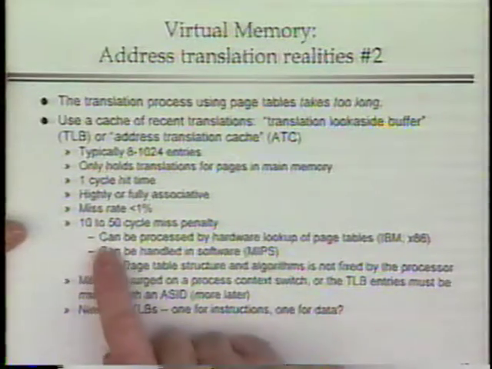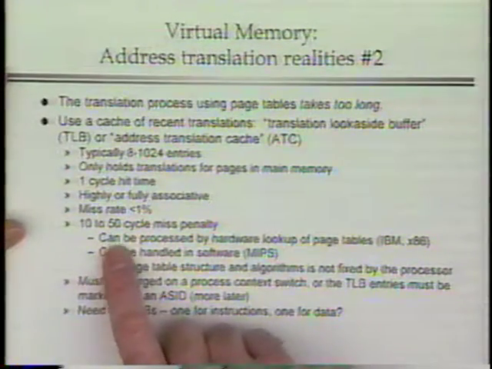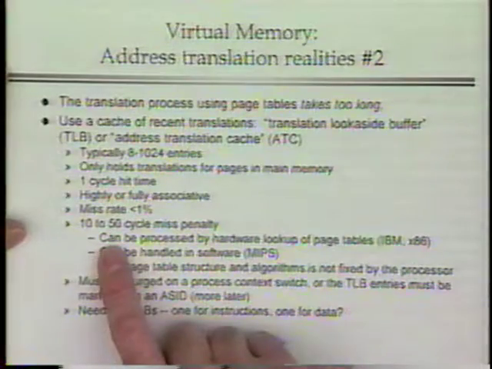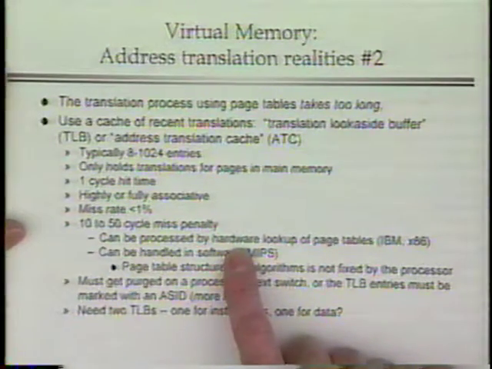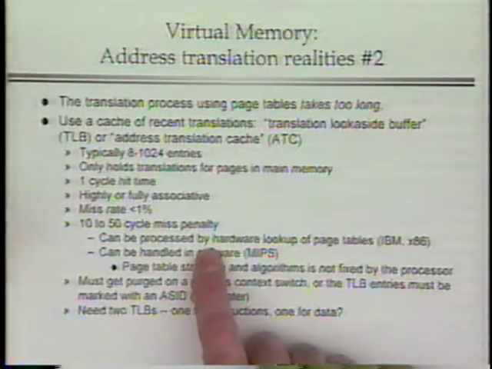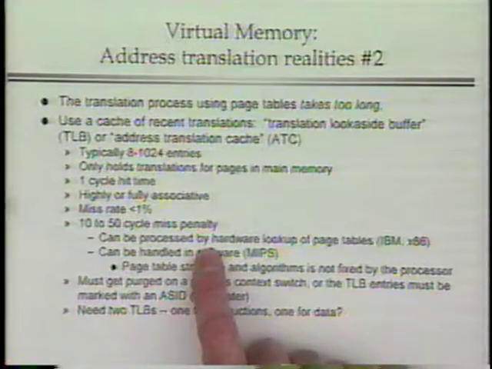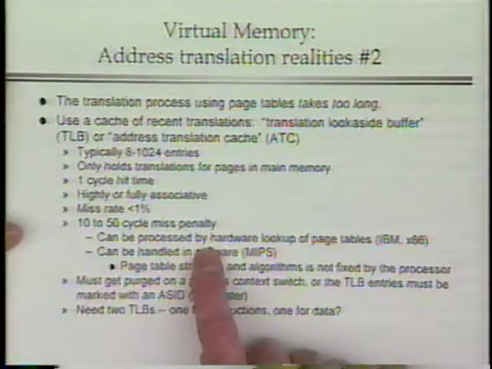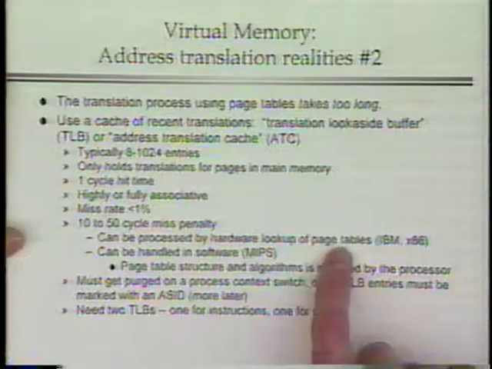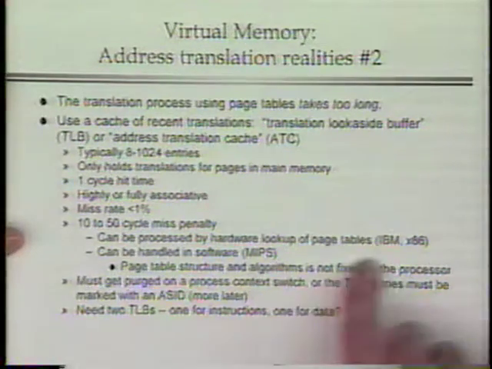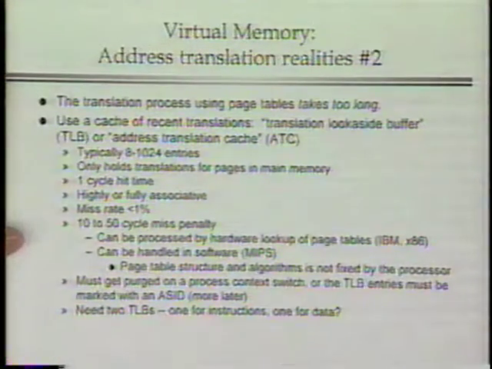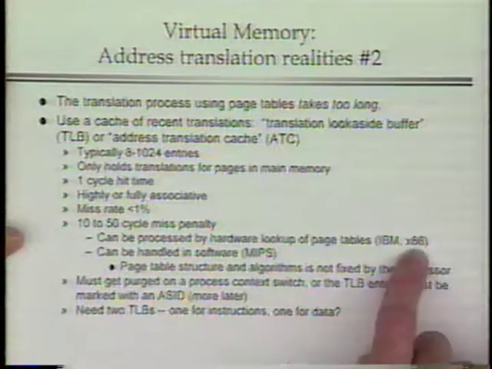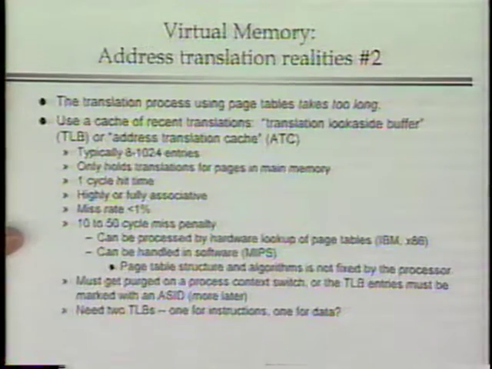Now, in fact, there are 2 different schemes. The original address translation schemes, as done by IBM in their mainframes, were all done in hardware. When the miss occurred, in fact, it trapped to a piece of microcode used in the implementation of the machine that would do the hardware lookup in the page tables. And there are a bunch of other machines as well that continue to do that. x86 has hardware translation look-aside buffer processing. But you don't have to.